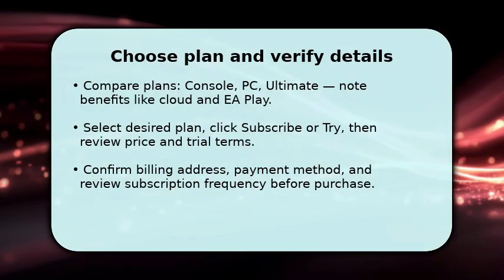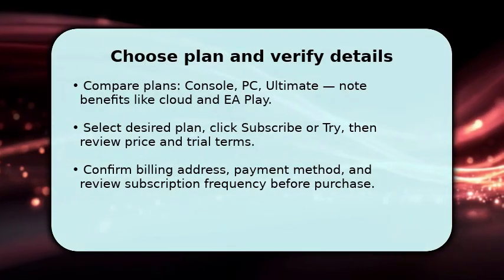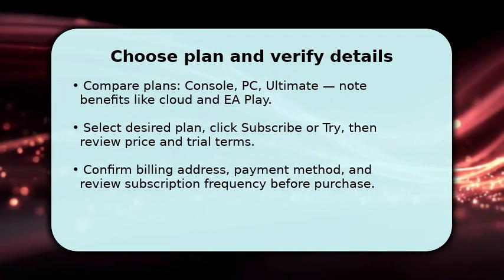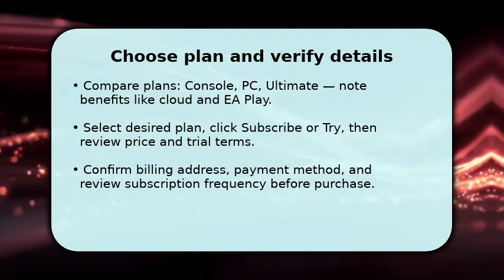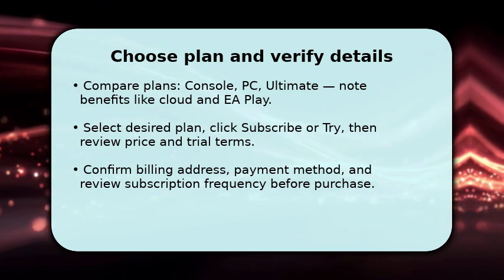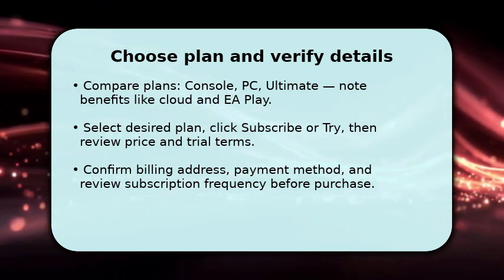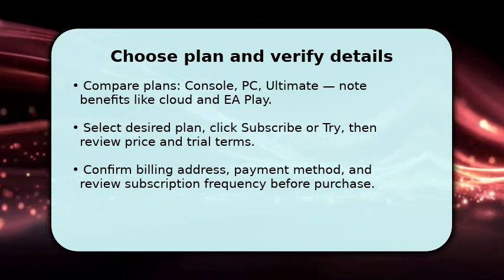You now pick the Game Pass plan that fits you: console, PC, or Ultimate, and check the included benefits like Cloud Play or EA Play. After selecting Subscribe or Try, carefully read the price, trial length, and recurring billing interval.